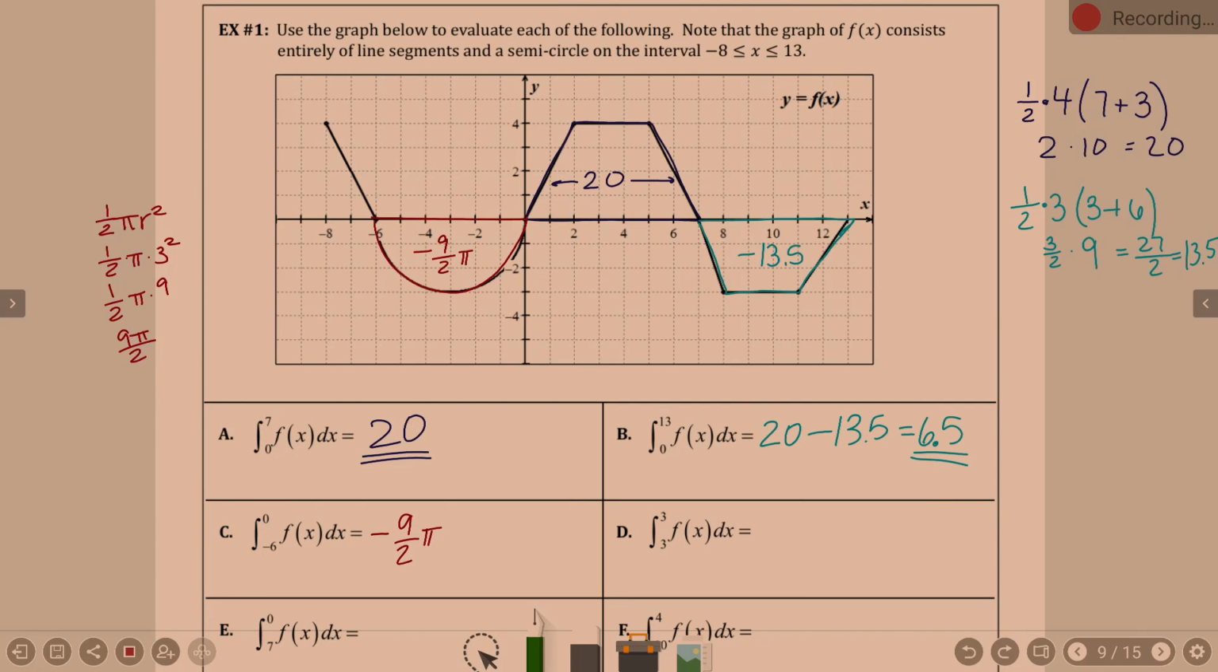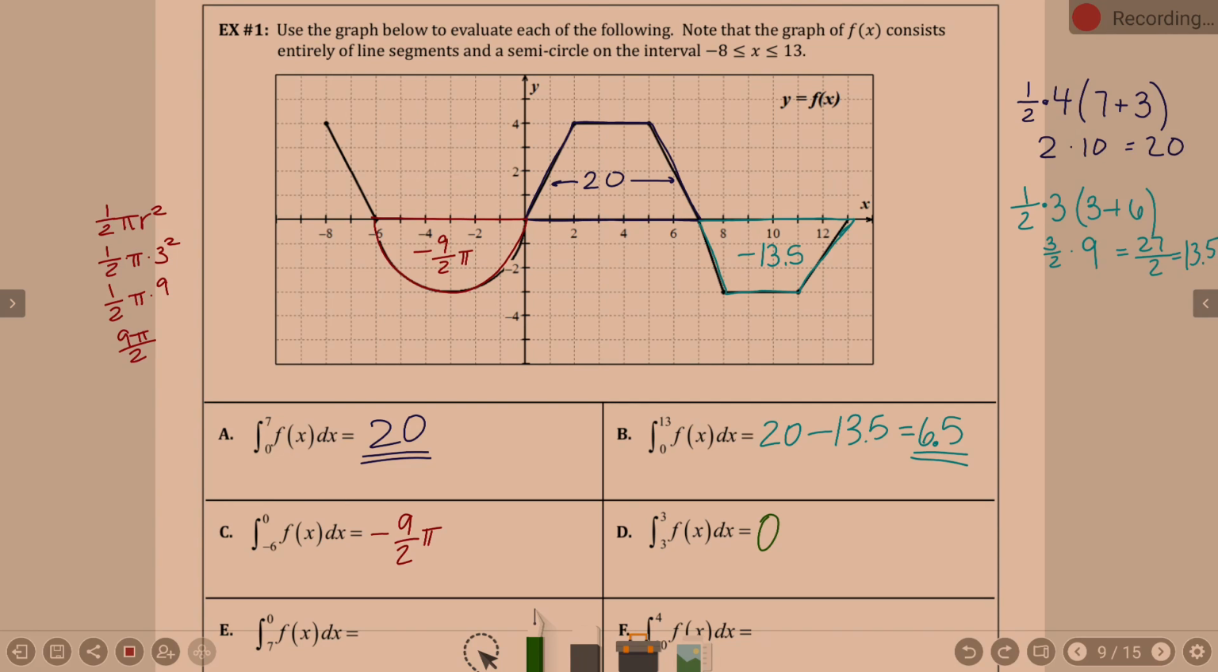D. The integral from 3 to 3. One of our properties, we'll have a big old list of properties at some point, is that when your upper and lower limits are the same, the answer is 0. Period, end of statement. There's no work to go into it or anything. Okay, E.